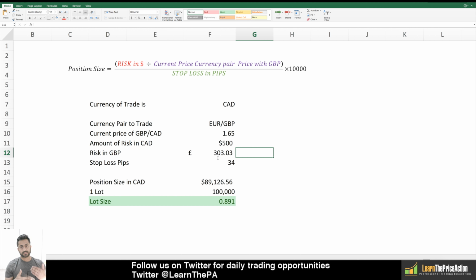Once you do a couple of 10-15 examples, it will be locked in your head, and once the live trade comes in, you'll be able to calculate it quickly, and then boom, just enter that number. So you precisely know how much lot size you're using and how much money you are risking on a trade.